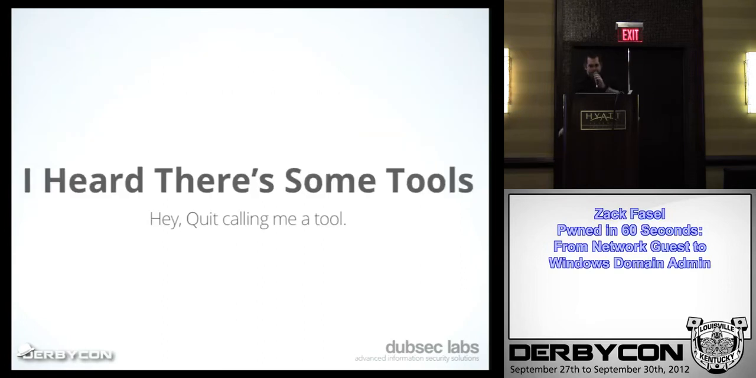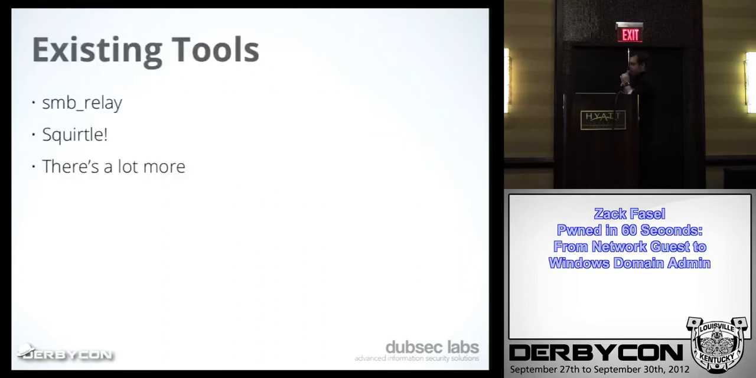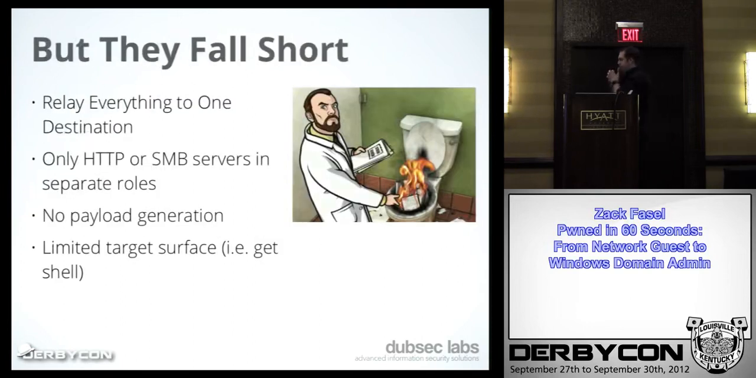There are some tools out there that do some of this stuff. There's SMB relaying, there's Squirtle, and a few more that do NTLM relaying, but a lot of them fall short. They all relay everything to one destination. It's very noisy, and they all look for shell. They all try to get access right away, and they have a very limited surface, SMB to SMB, HTTP to HTTP. We've talked a lot about being able to do cross-protocol relaying of NTLM authentication requests. So I decided, being a problem solver, to write a tool that can relay multiple authentication requests from one protocol to another and route things around.